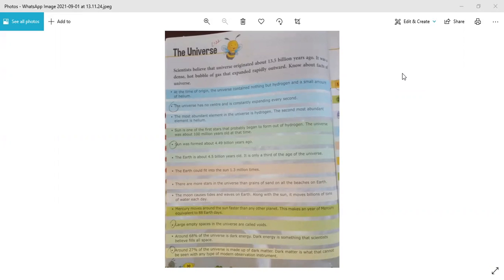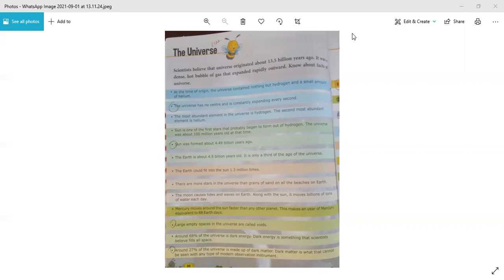In this chapter, the universe, you should pick up a pencil and underline the words, because these can be asked in fill-up form, in one-word form, or in MCQ form. The very first question that is framed: the scientists believe that the universe originated about dash years ago. For how many years ago did this universe originate? Near about 13.5 billion years ago.